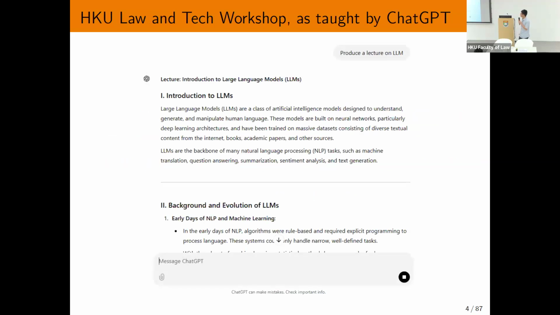So what does a large language model look like? One example is ChatGPT. You put a text prompt on the top right hand corner, like produce this lecture that I'm giving right now on LLMs, and this is the output that it gives. We're not giving the same lecture anyway.